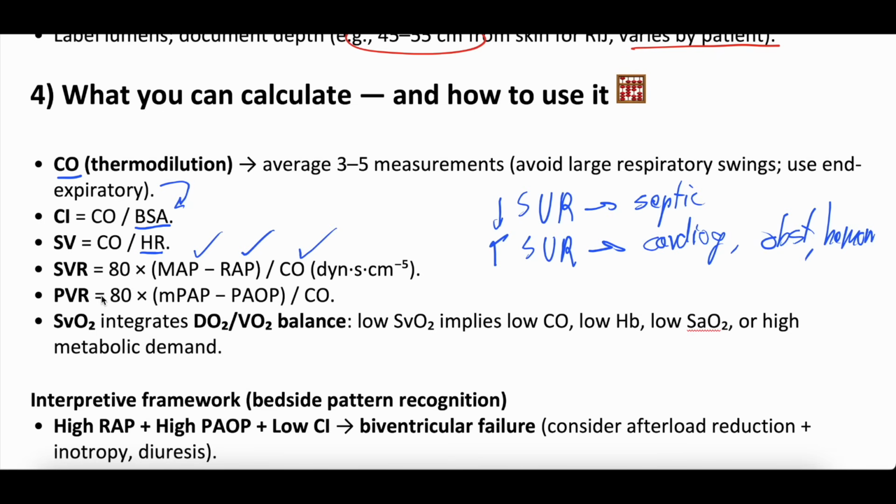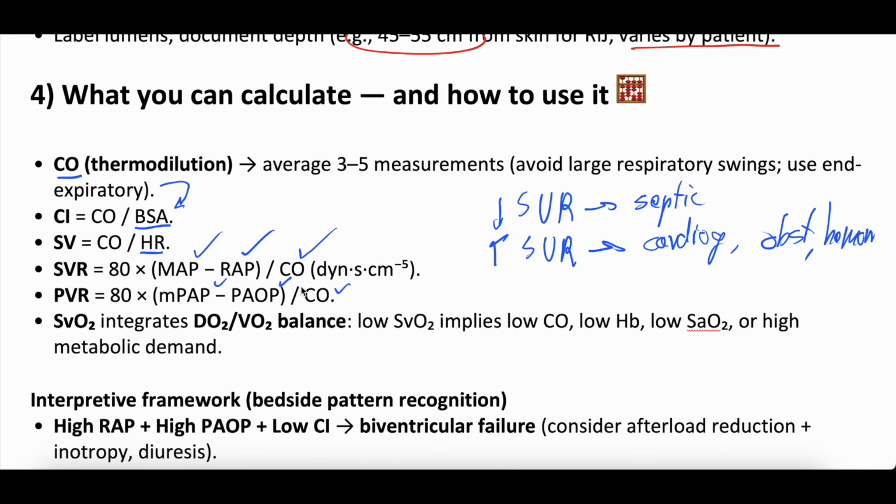You can also get the pulmonary vascular resistance, similar to the systemic vascular resistance, except this is the pulmonary vasculature. And this can be very helpful with diagnosis of pulmonary hypertension, titrating pulmonary vasodilators and all that kind of stuff. And that equation is the mean pulmonary artery pressure minus the pulmonary artery occlusion pressure, also known as the pulmonary capillary wedge pressure, divided by cardiac output, times 80. Again, all things you can get off the pulmonary artery catheter, right?